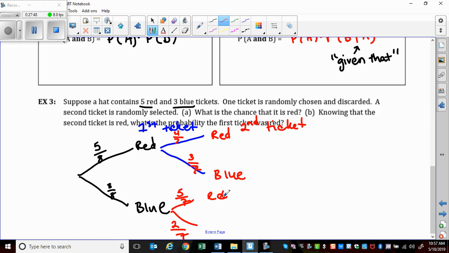So this is red again, and then blue. So we are asked to find the probability of, what is the probability chance that it is red? What is the probability of red? Knowing that the second ticket is red, what is the probability the first is red?